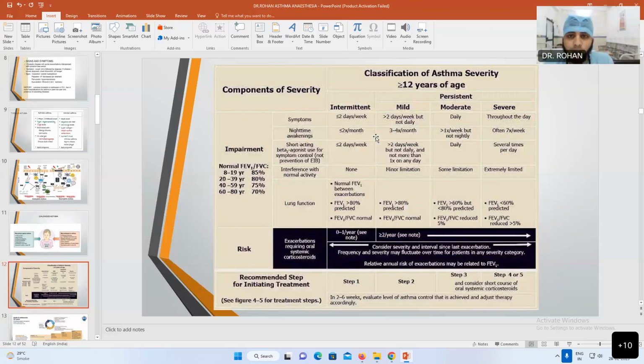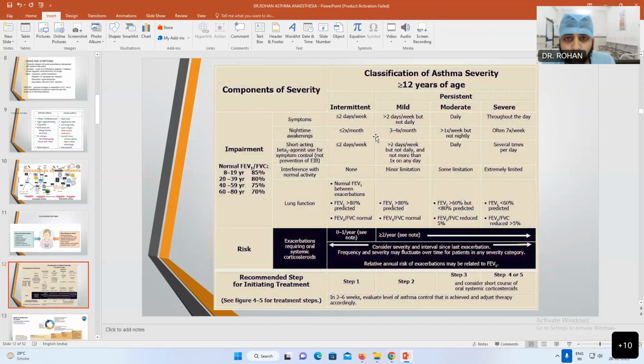So based on the frequency of the symptom, the asthma severity has been classified as intermittent asthma, mild asthma, moderate, and severe asthma. If the daytime symptom is less than or equal to 2 days per week, and the nighttime symptom is less than or equal to 2 per month, we call it intermittent asthma.